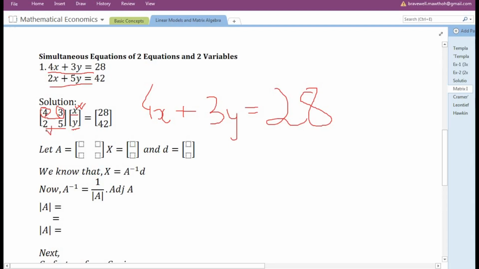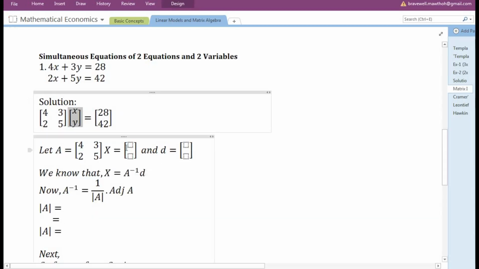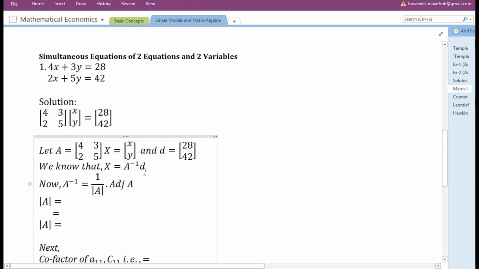Again, if we multiply the second row with the variable vector, we will get this equation out here. Let us give a name to the coefficient matrix, the variable vector and the constant term vector. We'll name the coefficient matrix by A, the variable vector by x, and the constant term vector by D. Now we know that x is equal to A inverse times D.